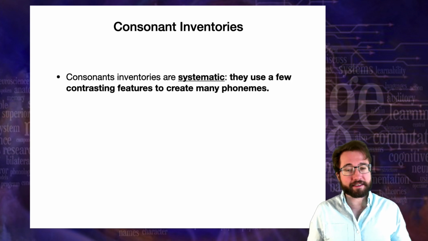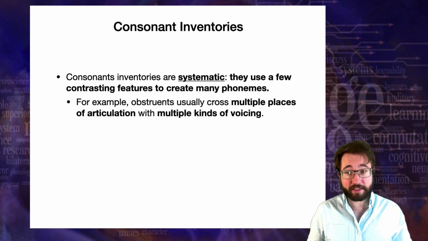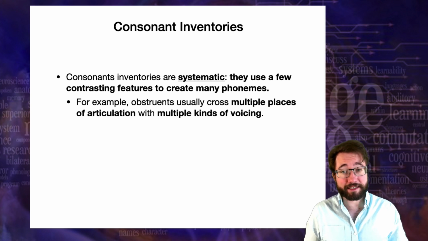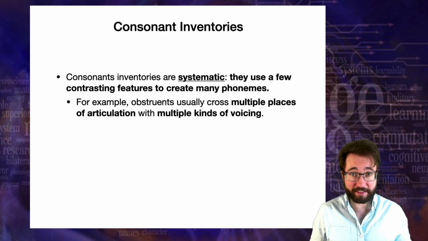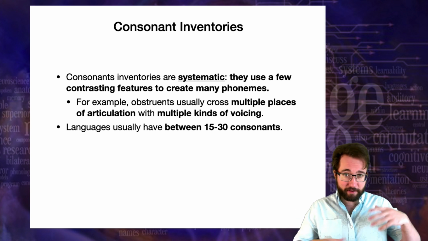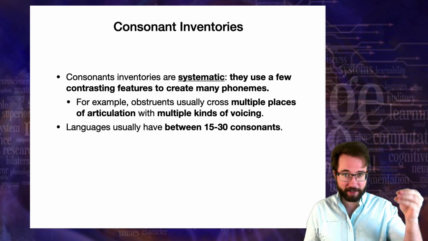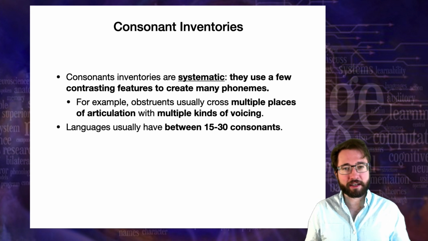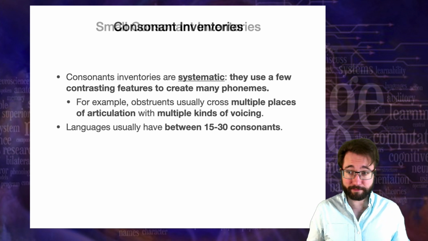So we've seen that consonant inventories are systematic. They use a few contrasting features to create very many different phonemes. For example, we saw that obstruents usually cross multiple places of articulation with multiple kinds of voicing. Things like voicing, aspiration, ejectivity, and so on. If you go to the library, to the section where they have grammars of languages, and you grab a random grammar, that language will usually have between 15 and 30 different consonant phonemes. That's the size of the typical consonant phoneme inventory.